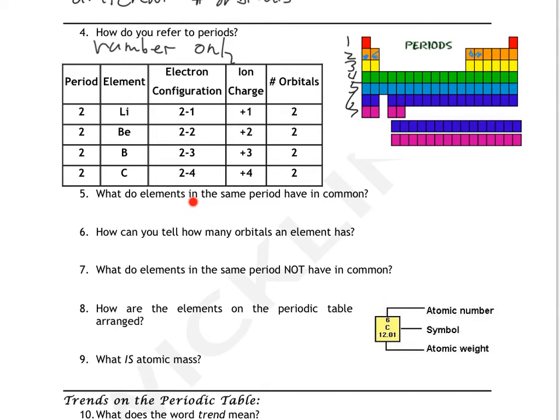While their electron configurations are different, they do have the same number of orbitals. They each have 2 orbitals in period 2. And I rewrote that here.